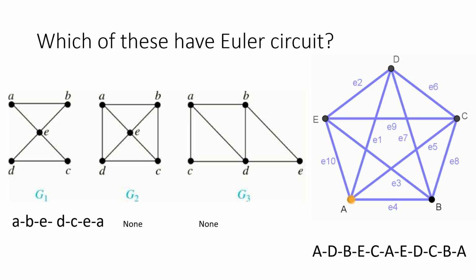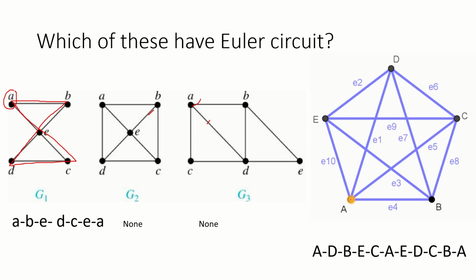Okay, so we have these answers for G1. We start with A, then to B, to E, to D, to C, to E, to A. So it's an Eulerian circuit. We started and ended with A. For G2 and G3, there is no Eulerian circuit. But if you can find an Eulerian circuit, feel free to comment.